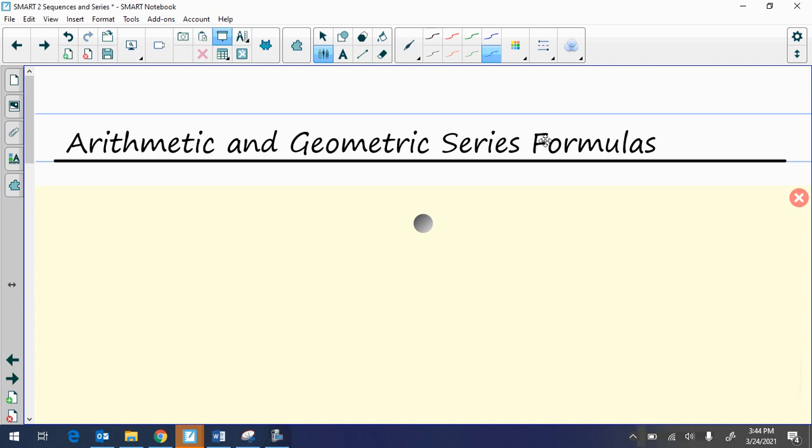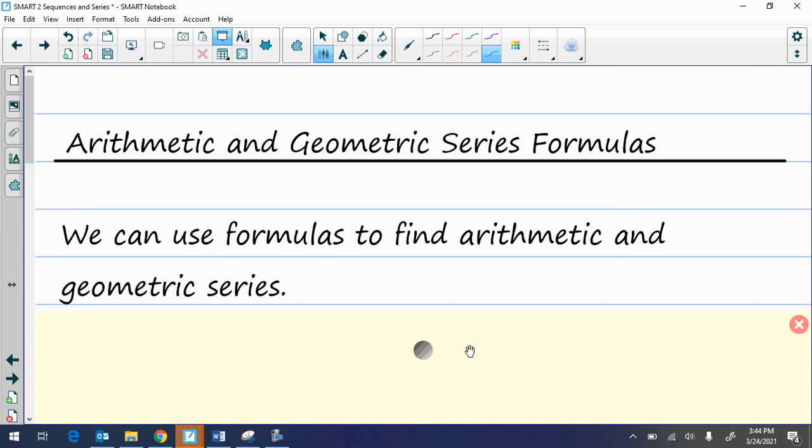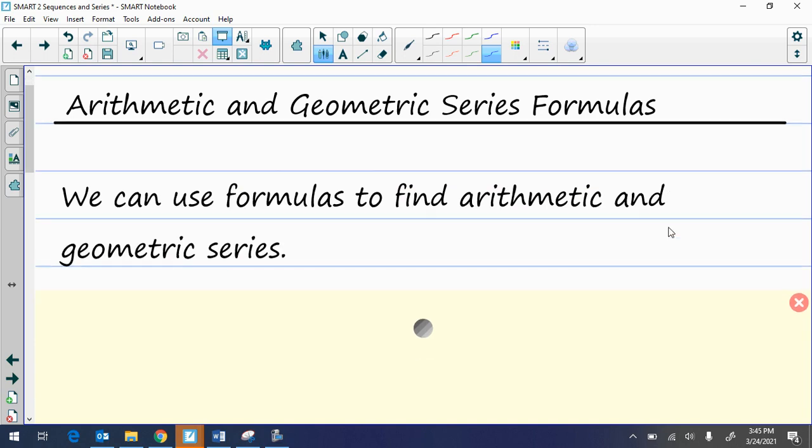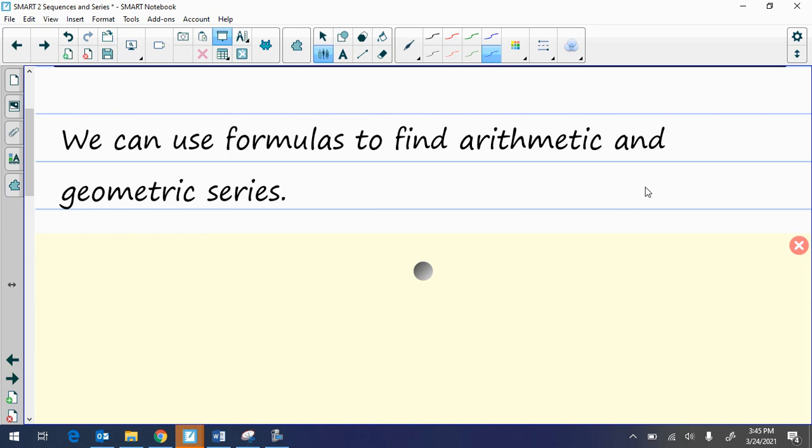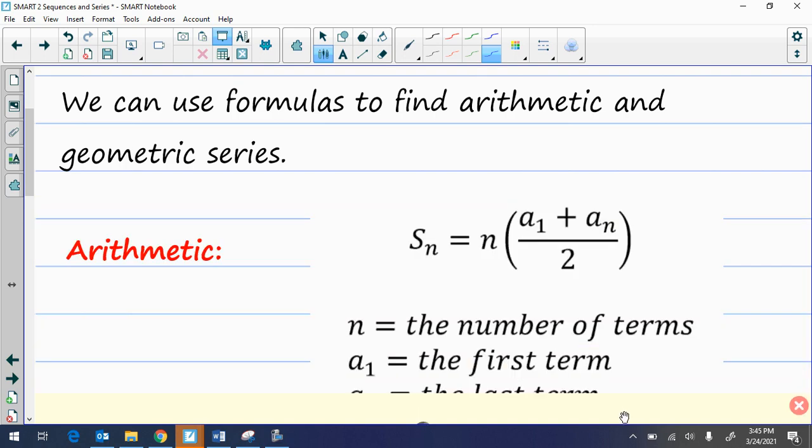In this video, we are going to look at using some formulas to do our arithmetic and geometric series. Remember, series means that we are adding them together, adding the terms of a sequence together. We can use formulas specific for arithmetic and geometric. These only work if it's arithmetic or geometric, and they allow us to add up those terms. So our first one is our arithmetic.